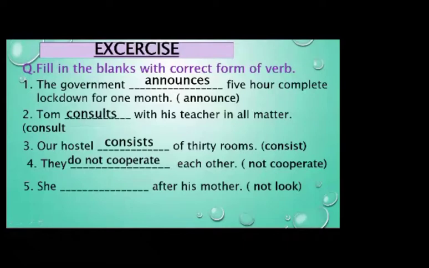Now let's see the 5th one. She dash after his mother. She, Ishal, you are right, beta. She does not look after his mother.